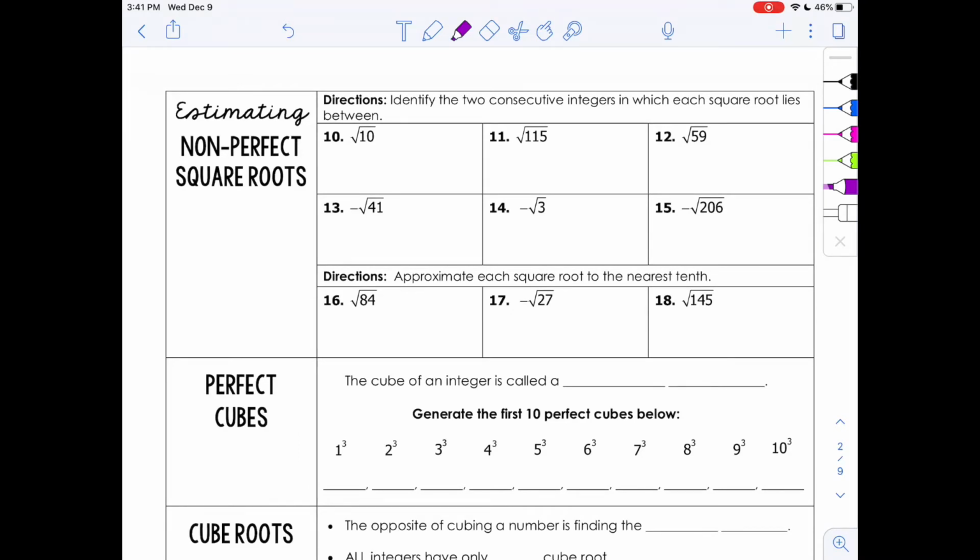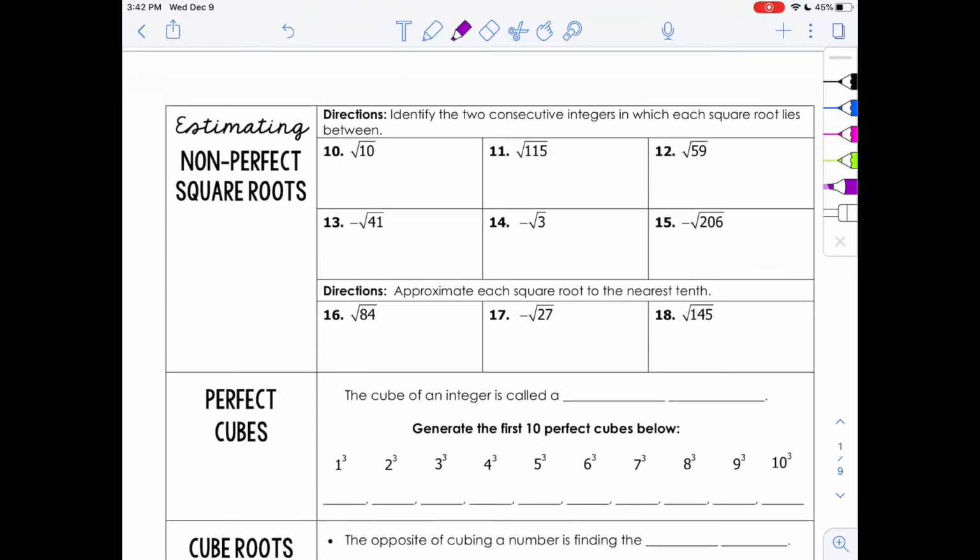So we know that the square root of 10 is not perfect. So what we want to do is estimate what that is without a calculator. So we have to think about what your two perfect squares are on either side of 10. So it's very helpful to have your list of perfect squares. So we're going to list those at the top of the page.